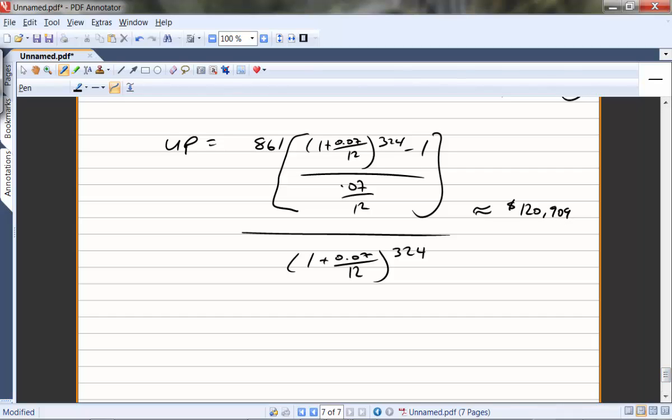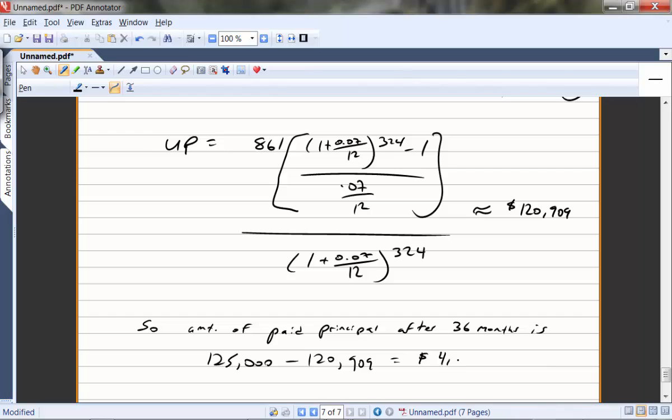So after 36 months, how much of the principal have you paid back? Well, it's whatever the principal was originally, minus whatever's left unpaid at the end of the 36 months. So at the end of 36 months, you have paid $4,091 against the principal, approximately.